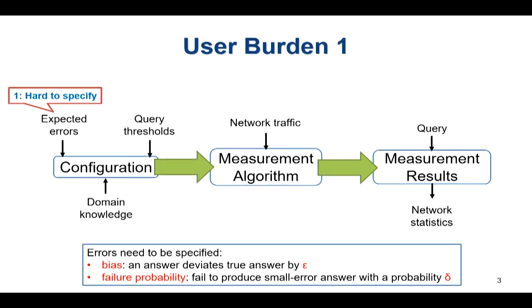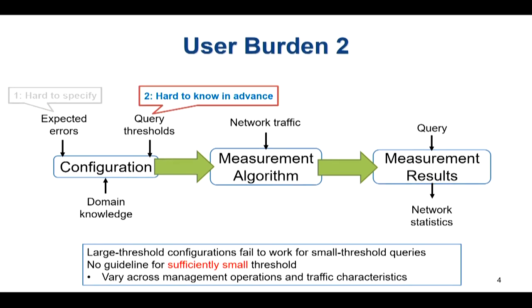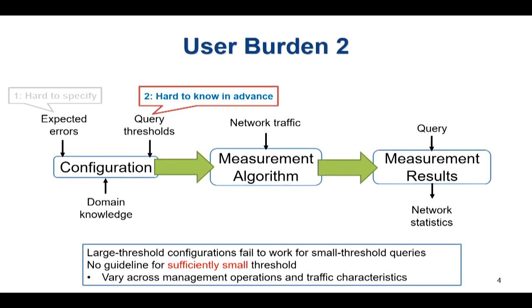So what's your feeling? Obviously, this guarantee is a bit complicated and not straightforward. So setting the two variables for network operations requires a lot of domain knowledge. The second user burden is that the configuration needs to know query parameters, such as thresholds, in advance.